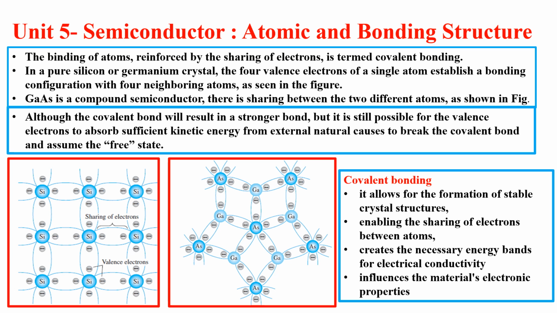Although the covalent bonding results in a stronger bond between the valence electrons and their parent atom, it is still possible for a valence electron to absorb sufficient kinetic energy from an external source, such as light, temperature, or applied voltage, to break the covalent bond and assume the free state.